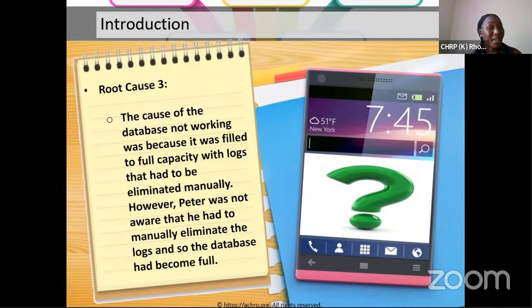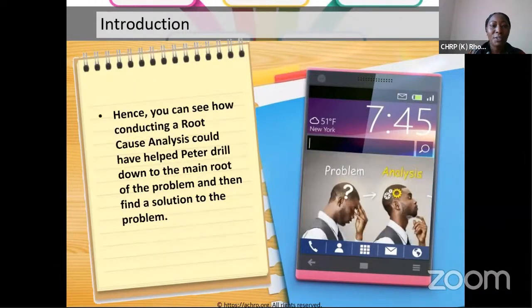However, Peter, being a new hire and taking on the job in an emergency because Rick had to leave for his native side, was not aware that he had to manually eliminate the logs, and so the database was full. He didn't know. What do you think will be some of the solutions? Just type your solutions.